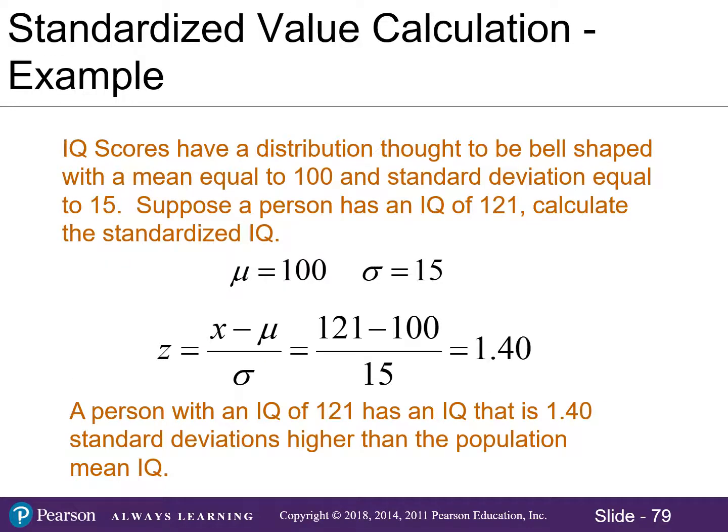All right, so suppose I'm looking at IQ scores. So IQ scores, we already know what they look like. They tend to be very bell-shaped and very normal looking, with a mean of 100 and standard deviation of 15. This is the old IQ test.